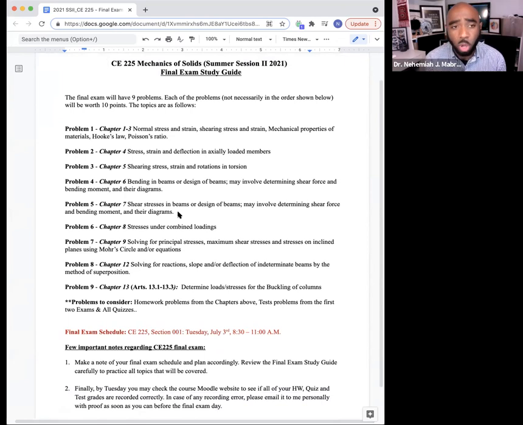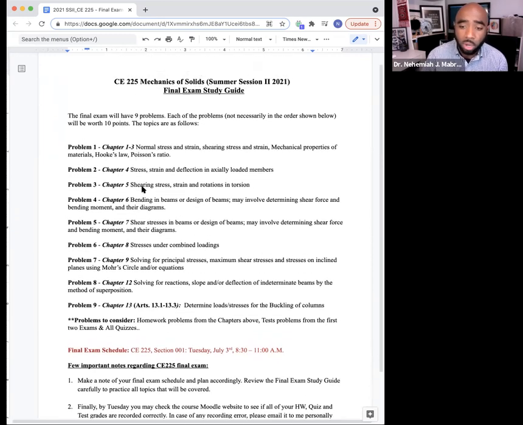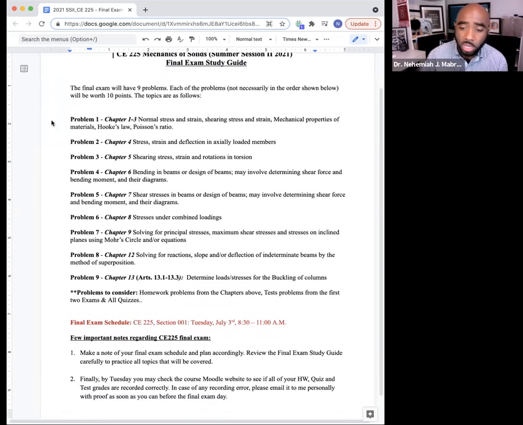And you see on this, when you open up the final exam study guide, the exam will have 9 problems. Each problem obviously won't be in the exact same order that you see here, but there are going to be 9 problems, and each problem is going to be worth 10 points. And the topics of each problem will be as follows. I encourage you to open this on your computer, wherever you're watching this, so you can follow along. I'm just showing it real quick so you can see it. 9 problems, got the final exam time.